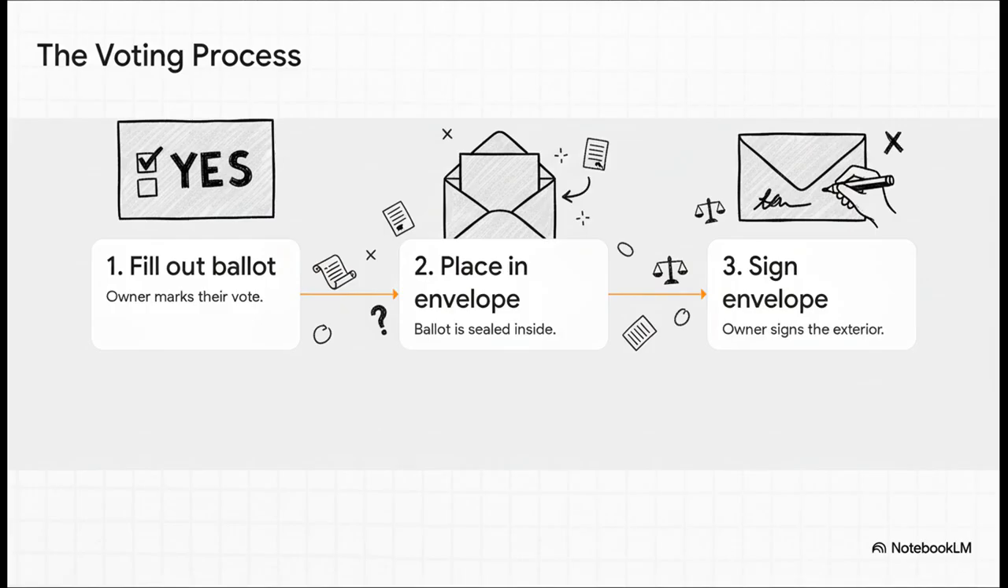The HOA explained their process. Homeowners got a package with 2 things, a ballot and an envelope. You fill out the ballot, you stick it in the envelope, and then you sign the outside of the envelope, which also had your lot number on it.